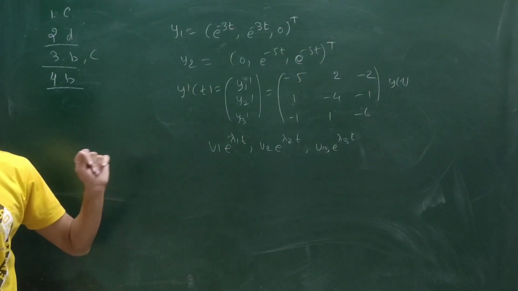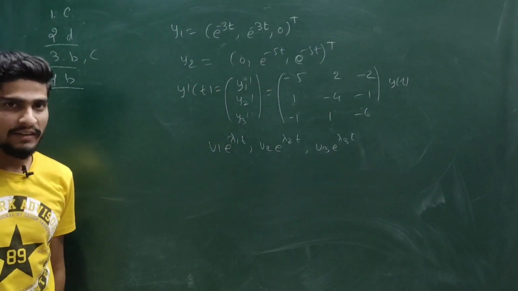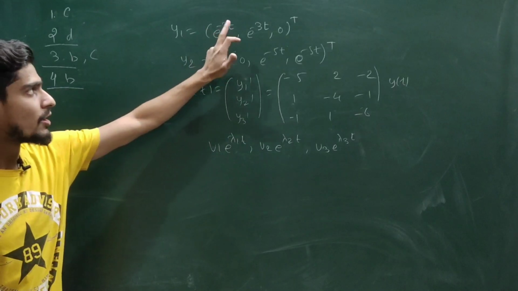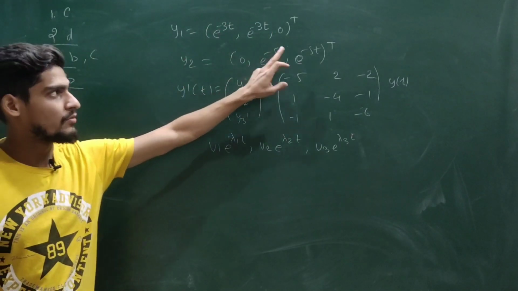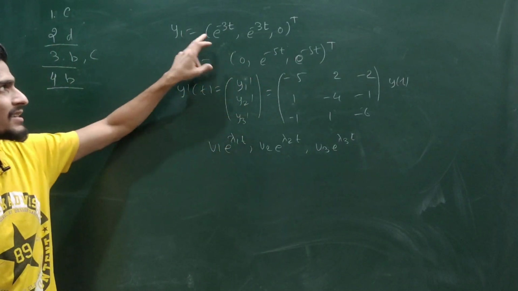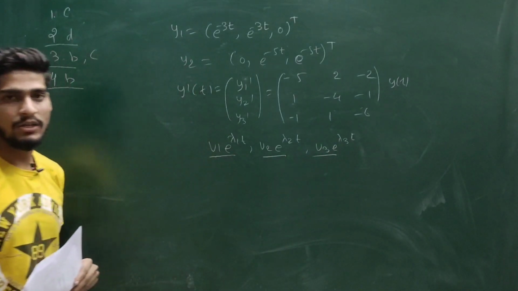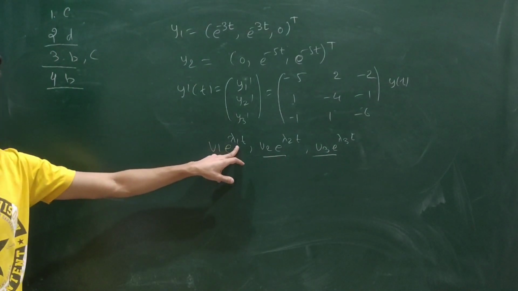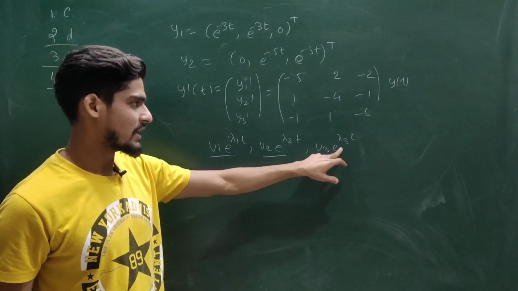So what do I need to verify? I need to verify that -3 is an eigenvalue of A, -5 is an eigenvalue of A, and that (1, 1, 0) is an eigenvector for -3, and (0, 1, 1) is an eigenvector for -5. If I verify this, then I am done. Then I can claim this is my solution, because these are 3 linearly independent solutions, where v1 is an eigenvector corresponding to lambda 1, v2 is an eigenvector corresponding to lambda 2, v3 is an eigenvector corresponding to lambda 3.